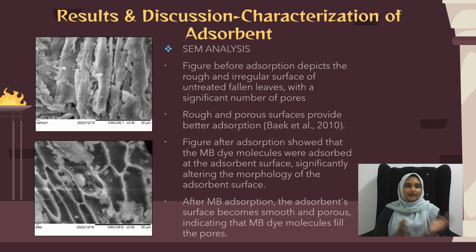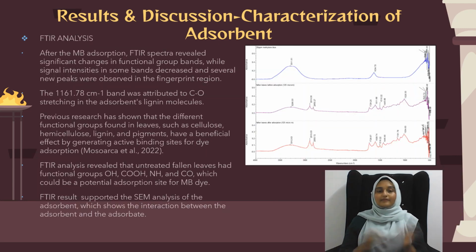The figure of the adsorbent after the adsorption process showed the MB dye molecules were adsorbed at the adsorbent surface, significantly altering the morphology of the adsorbent surface. After methylene blue adsorption, the adsorbent surface becomes smooth and less porous, indicating that MB dye molecules filled the pores. FTIR analysis. This figure shows the FTIR spectra of 100 ppm methylene blue, the untreated pandan leaf before adsorption, and the untreated pandan leaf after adsorption.